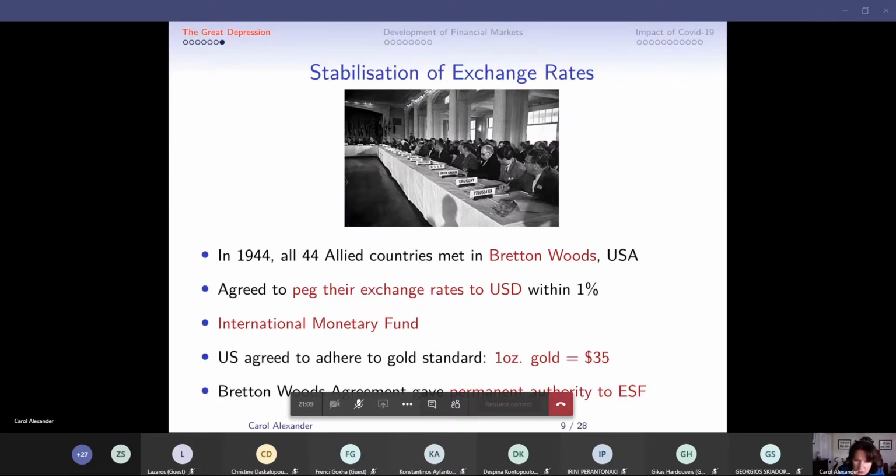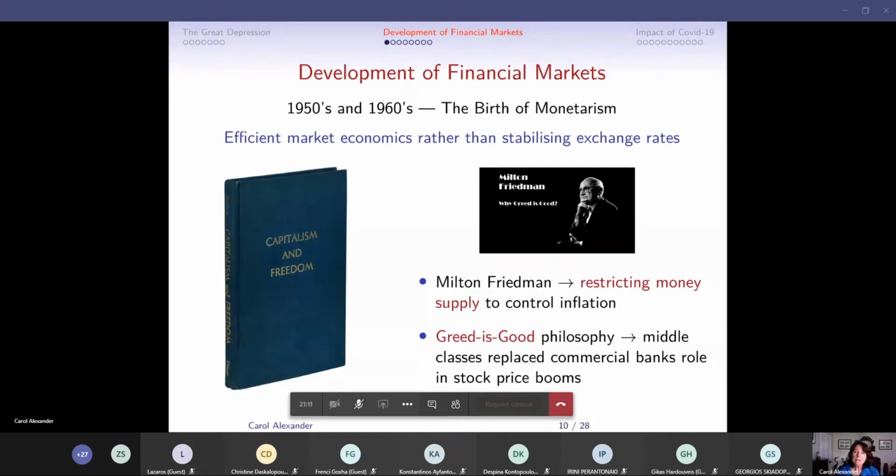Exchange Stabilisation Fund. Now, in the second part of my talk, I'm going to be talking about the development of financial markets between the 1950s and 2019, obviously covering what was called the Great Financial Crisis, but this one is going to be far greater, so we'll call it the 2008 to 2009 banking crisis, shall we?